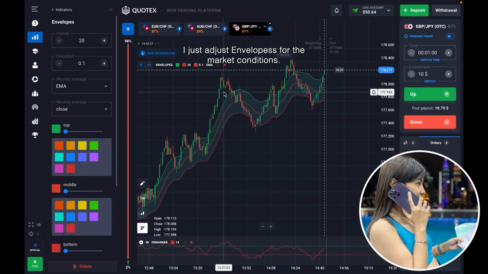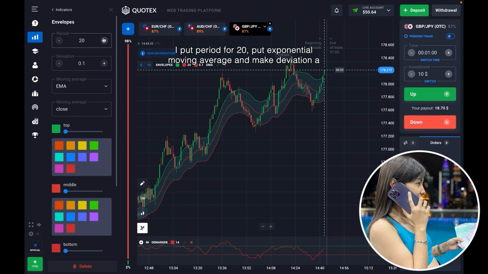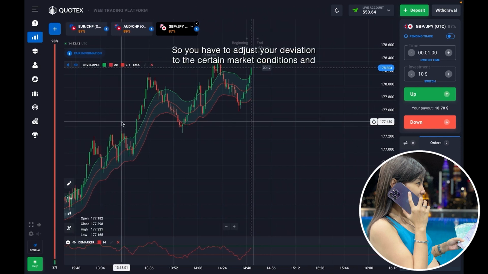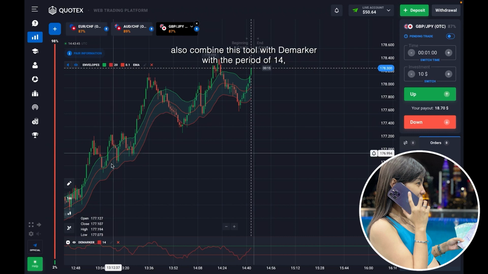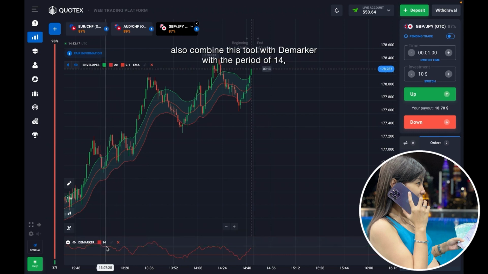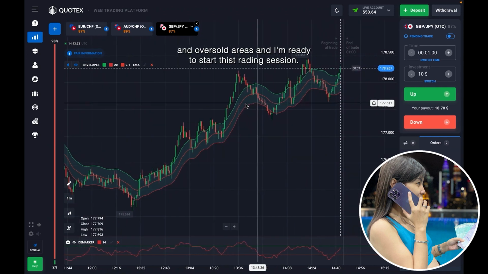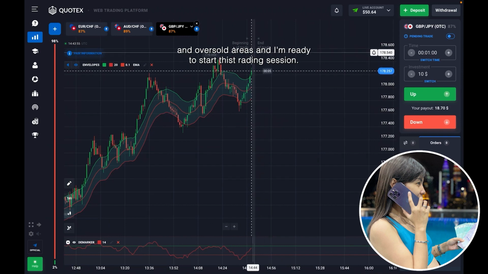I just adjust envelopes for the market conditions. I put the period at 20, but exponential moving average, and make the deviation a little bit bigger. So you have to adjust the situation to the certain market conditions and also combine this tool with the marker with the period of 14. And this tool is showing me overbought and oversold areas, and I'm ready to start this trading session, guys.